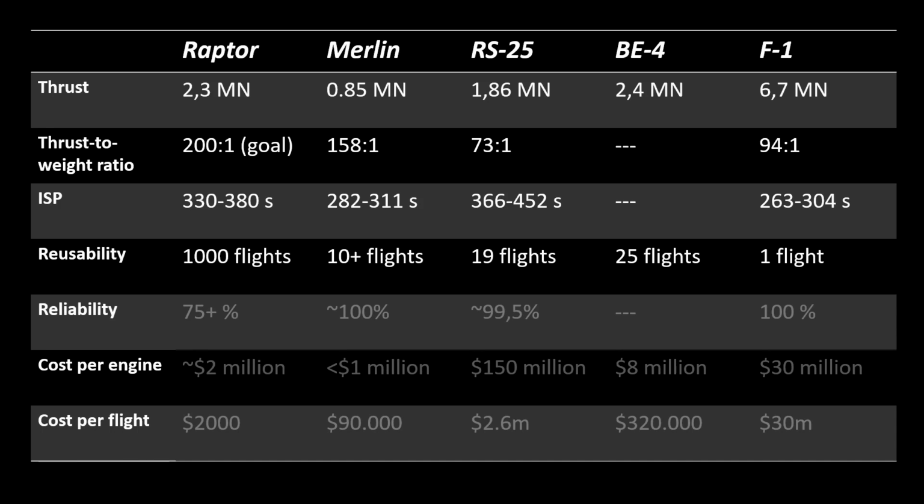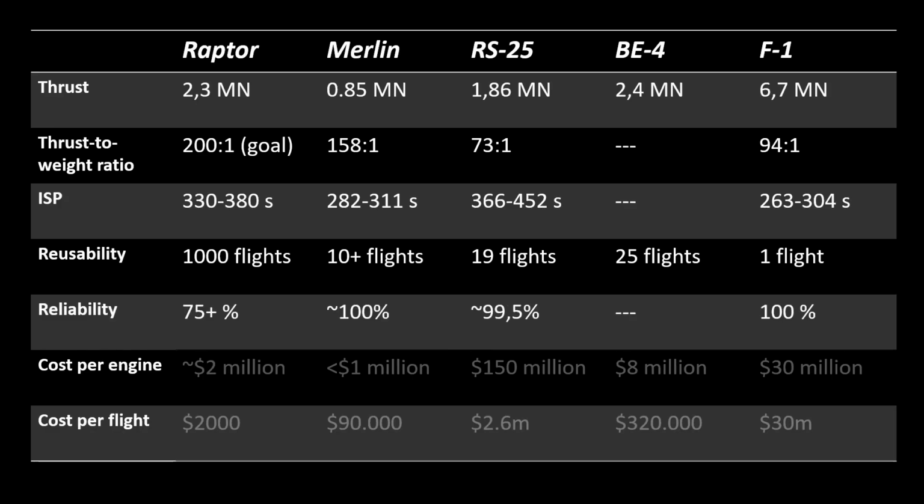Reusability is one of the only stats we have of the BE-4, which has a design goal of 25 flights. And the only non-reusable engine in our comparison is the F1, back from the days when reusability wasn't really a thing. But just as important as reusability is reliability.